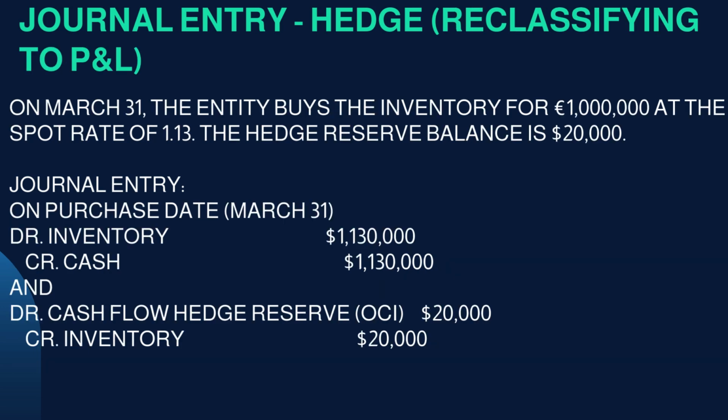When the hedged transaction affects P&L, in this case, when the inventory is bought and eventually sold, we release the reserve. We reclassify it from OCI to adjust the carrying amount of the hedged item, here decreasing the inventory value. This effectively locks in the hedged rate of 1.10.